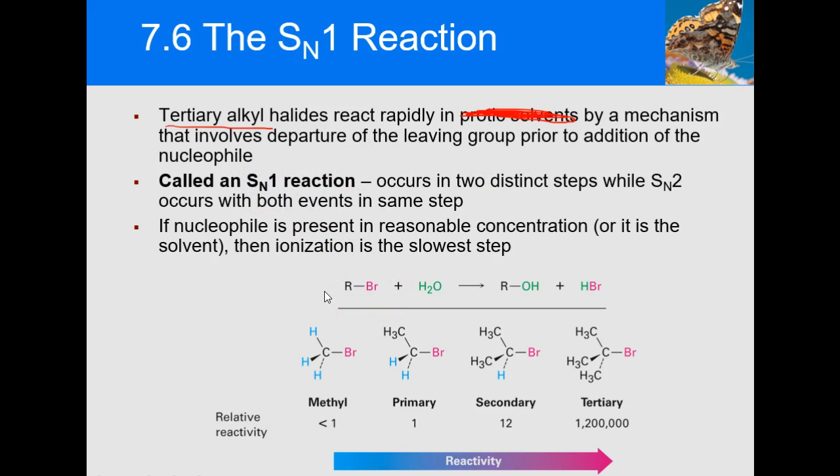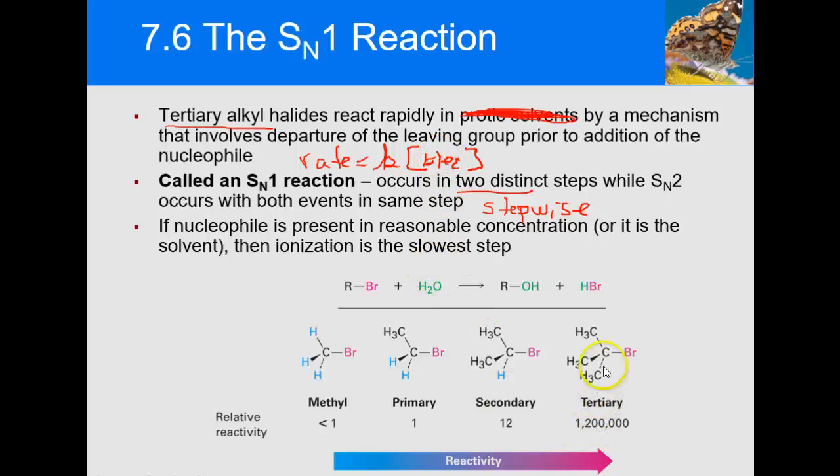All right, so the rate equation in this case, the rate equals a constant times the concentration of the electrophile. Not the nucleophile this time, just the electrophile. It depends on how quickly your leaving group leaves. Okay, if your leaving group leaves quickly, the reaction goes quickly. If the leaving group leaves slowly, the reaction goes slowly. Okay? This reaction happens in 2 steps, so it is a stepwise mechanism rather than a concerted mechanism. Okay? And if nucleophile is present in a reasonable concentration, then ionization is the slowest step, which is what we just said, because the whole rate is dependent on the electrophile.